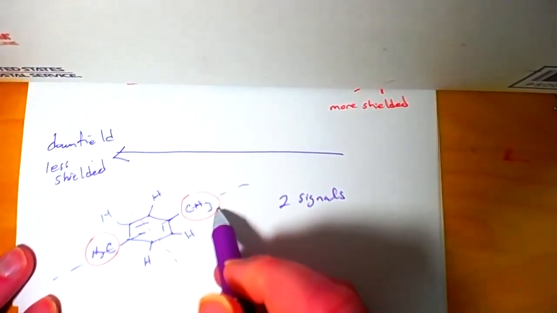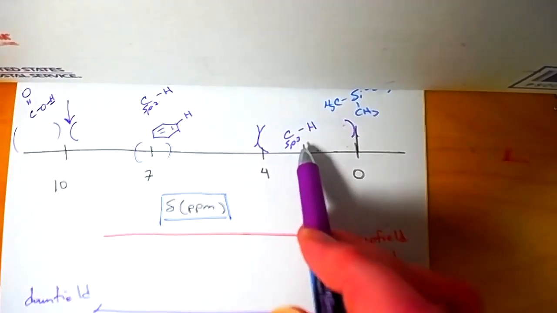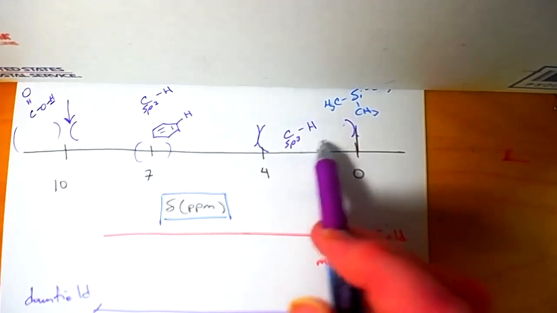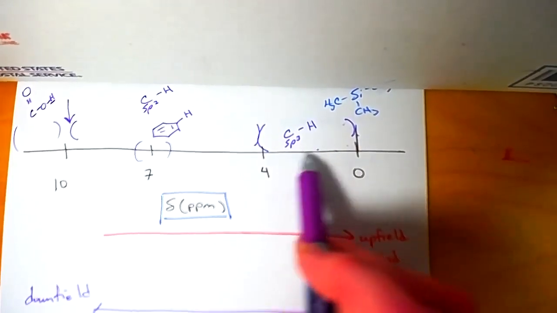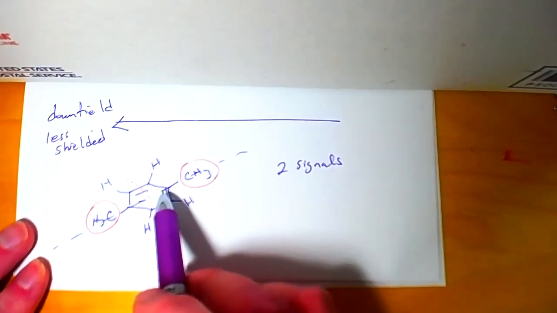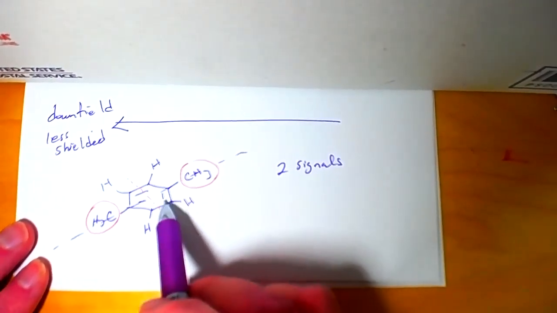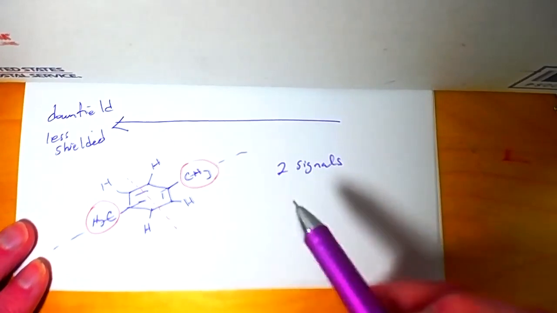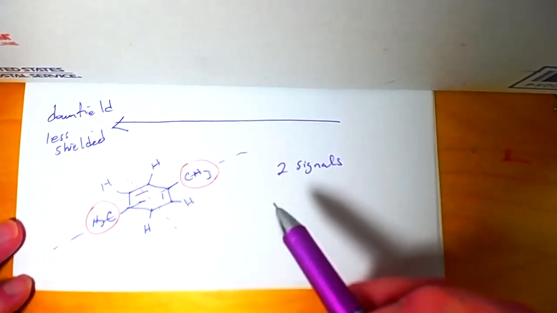So the CH3 signal is going to be probably in this region somewhere, around 2 to 3-ish, and that's because it's bonded to a benzene ring, so the pi bonds also cause signals to be shifted downfield a little bit as well.